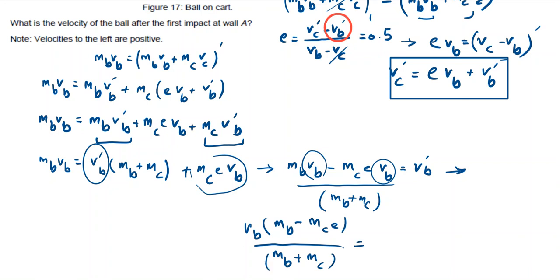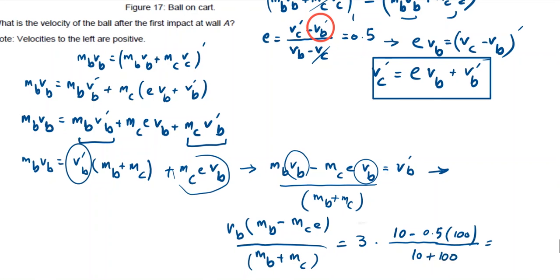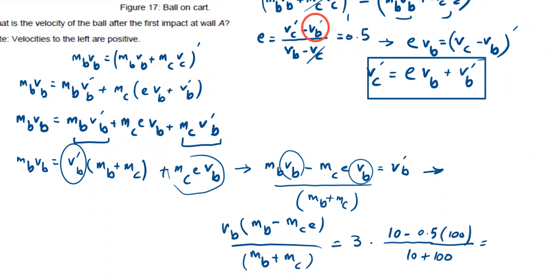And now here I would get the initial velocity of the ball, 3, times 10 minus 0.5 times 100, the mass of the cart, and all over 10 plus 100, which I would get 1.09 meters per second.